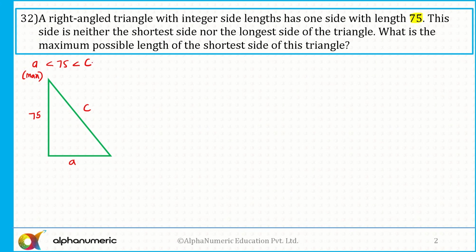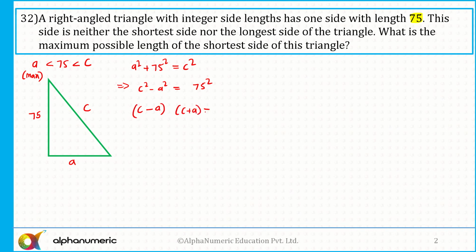We know the Pythagoras theorem. What is the Pythagoras theorem? A square plus 75 square is equal to C square. So from here we get that C square minus A square is equal to 75 square. Factorize: C square minus A square will be equal to C minus A into C plus A.